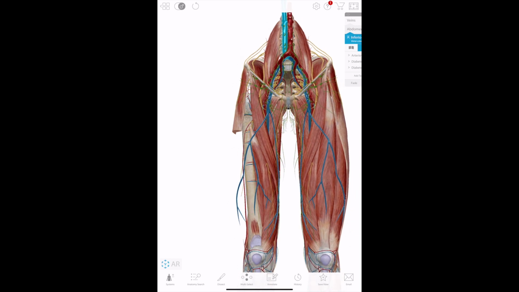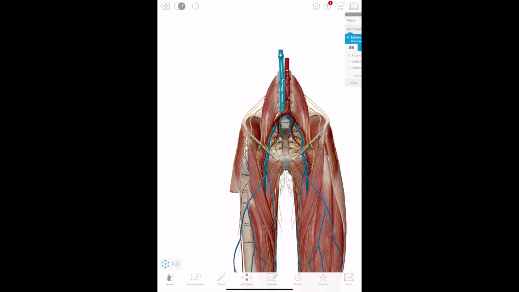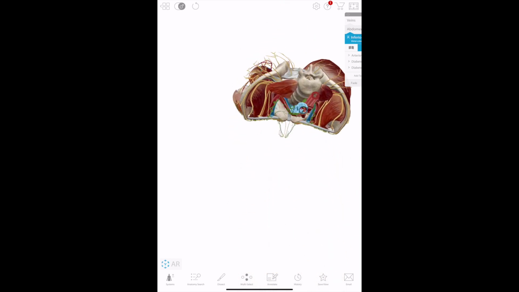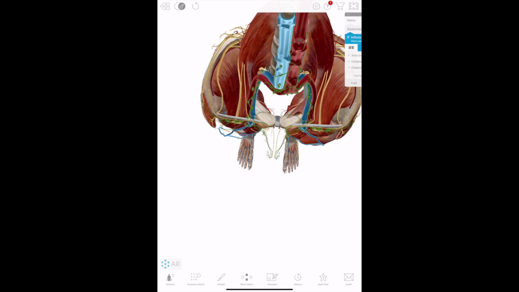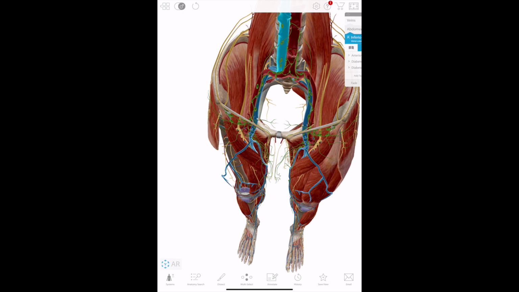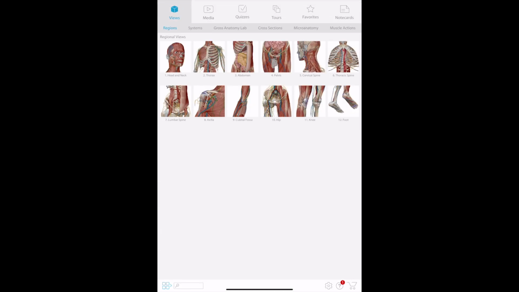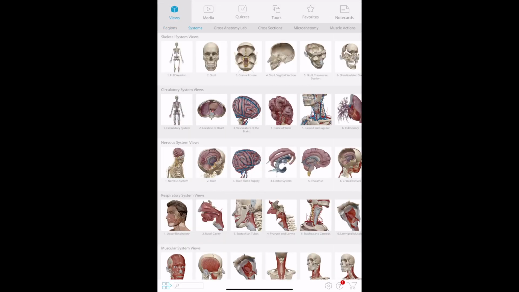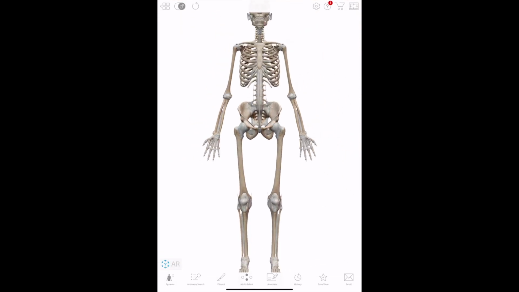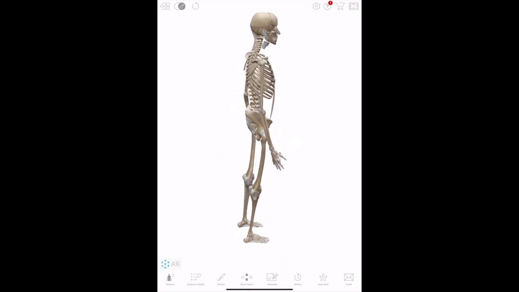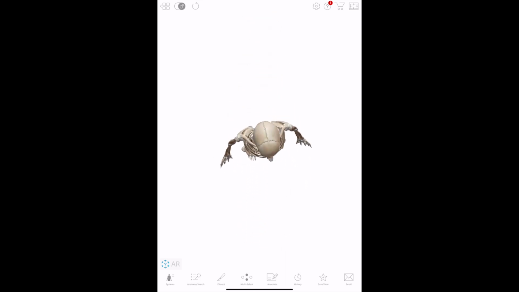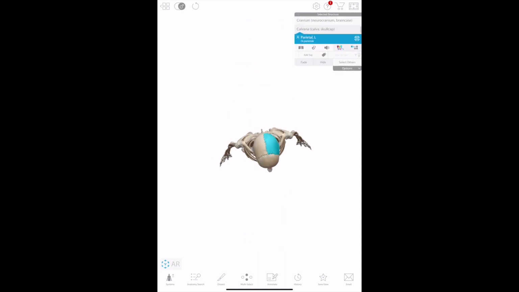And like I said, I really like that it's 3D and it's very similar to what I would see in the cadaver. And I'm able to rotate the body however I want, so I really like this. And they have bones also, as you can see, the skeleton. So you're able to also look at the skeleton and the bones, which I also really like about this app. And the same, you're able to click on specific bones and it'll tell you what the bone is.